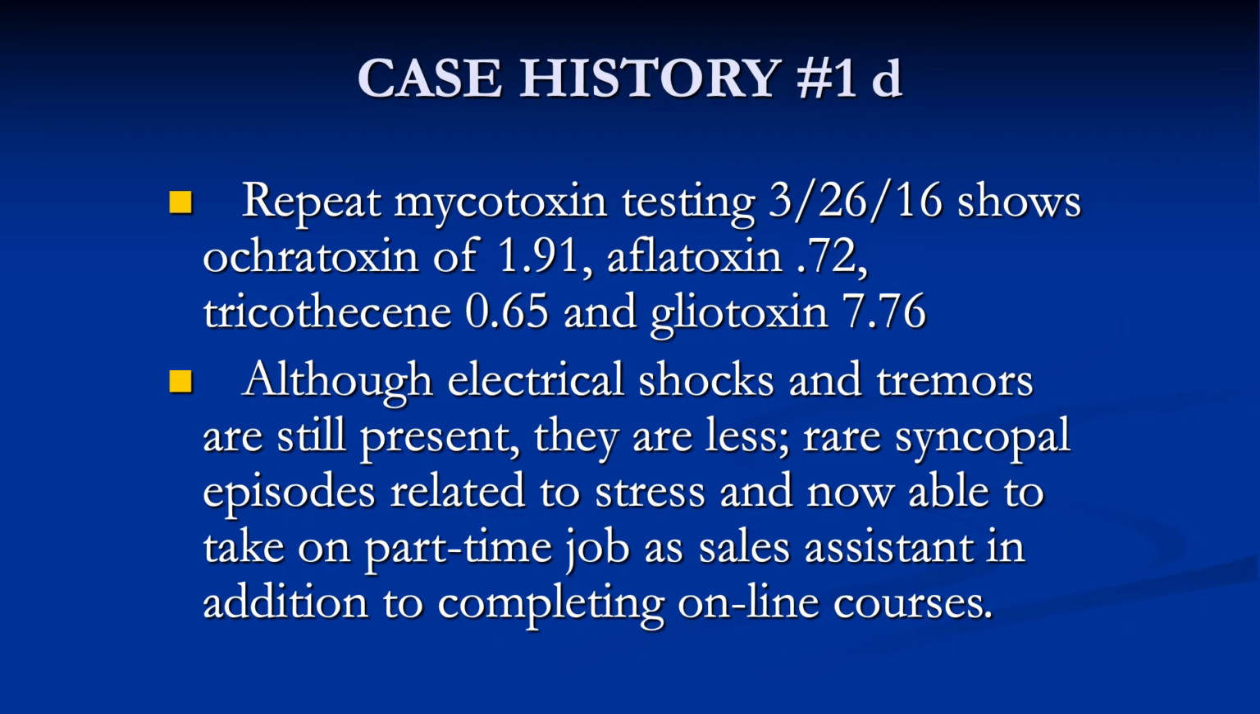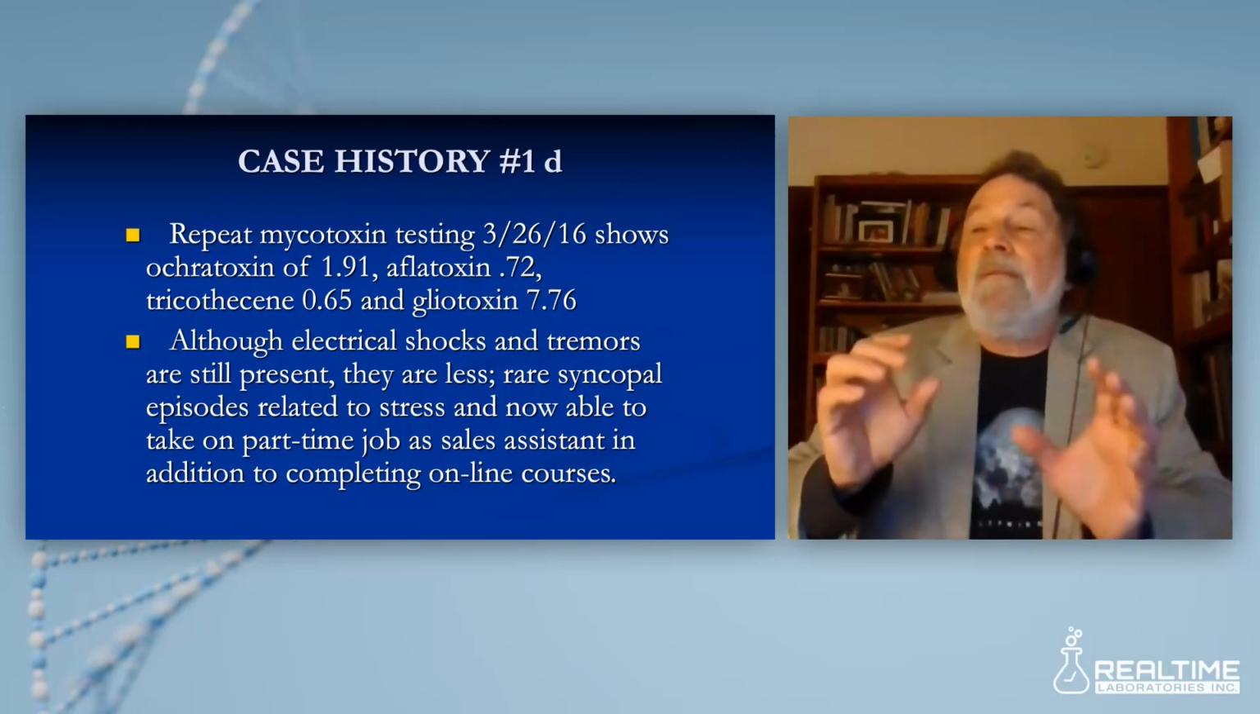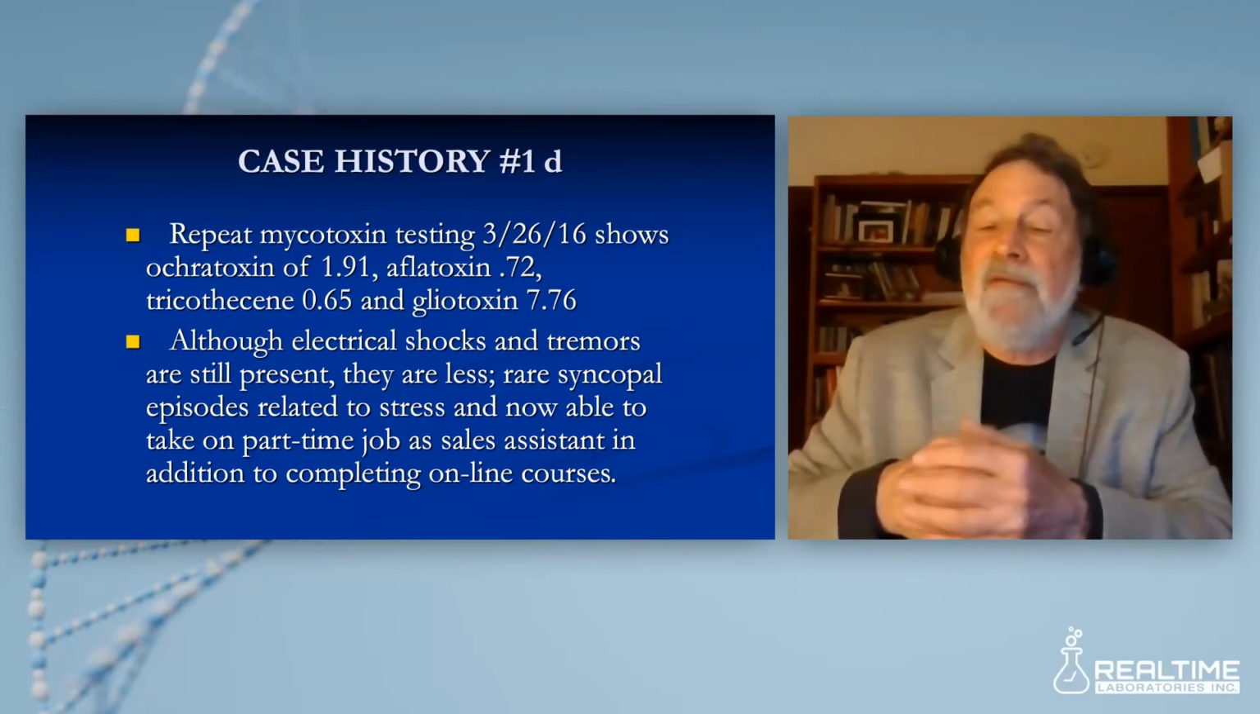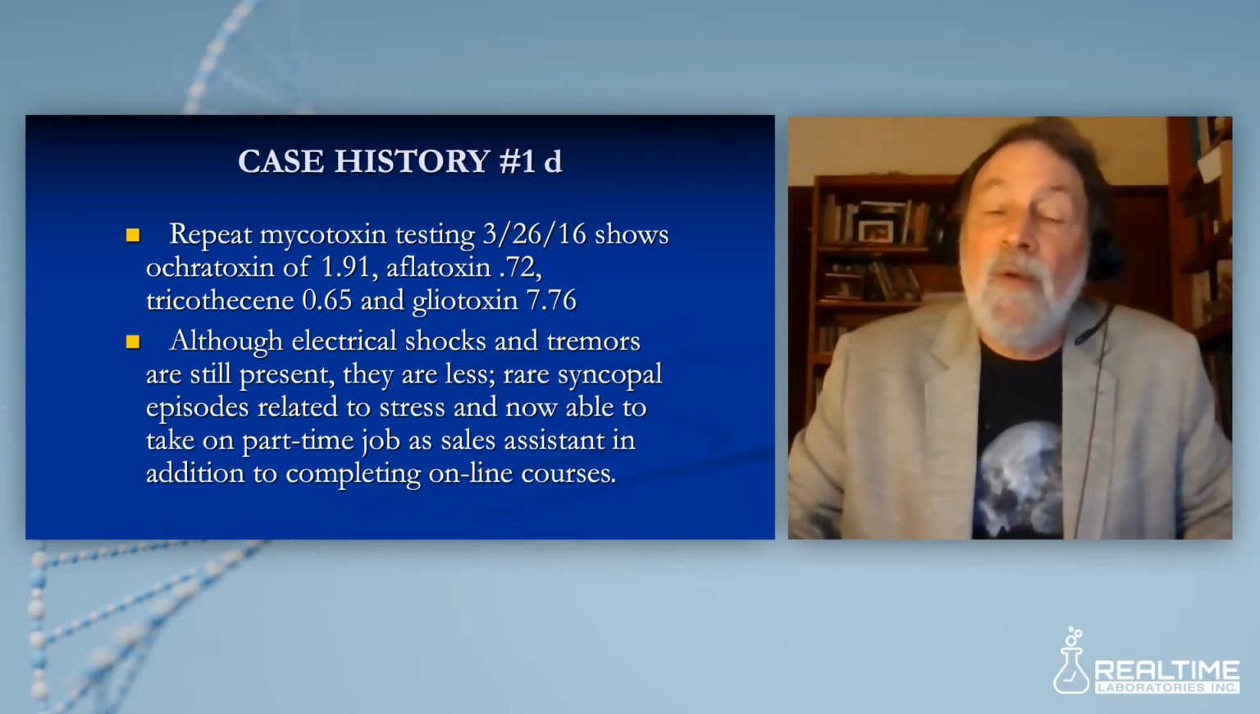Now, in March, we repeated her mycotoxin test, and it showed an ochratoxin level of 1.91, negative on the first test, aflatoxin of 0.72, borderline. Trichothecene had gone from 0.3 to 0.65, and gliotoxin, which hadn't been measurable because the lab hadn't put it onto the menu yet, was a whopping 7.76, which is 30 times the upper limit of normal at that time. So, a massive amount of toxin in her, which we suspected. So keep in mind, her low initial test by no means ruled it out.